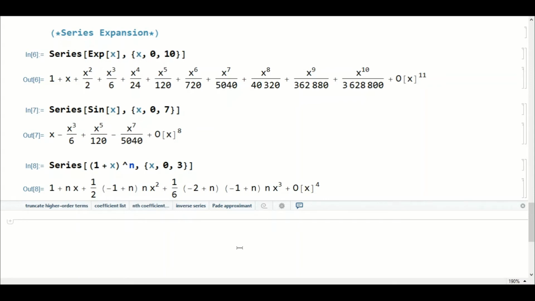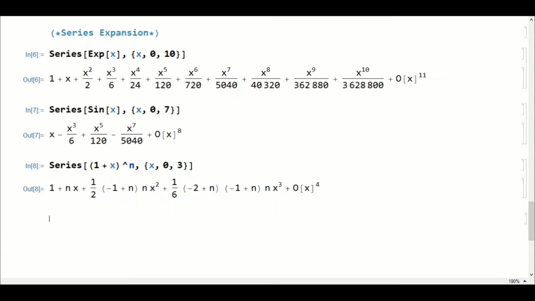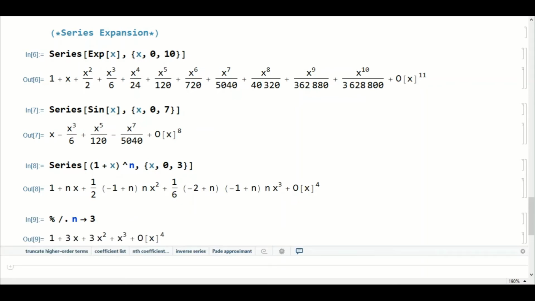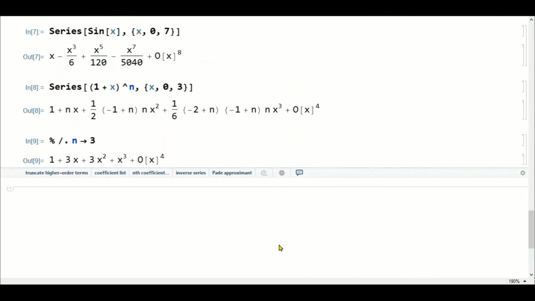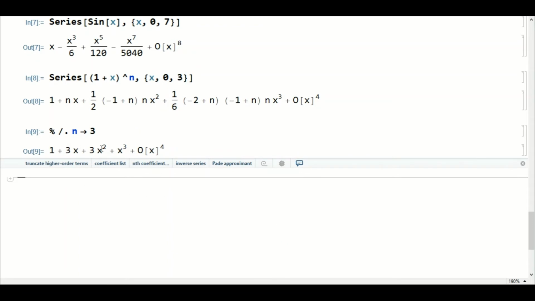Suppose that I want to replace the value of n, say 1 plus x to the power 3, then what I will do is write percentage, slash dot, and n goes to 3. So it is the 1 plus x cube expansion, and this is how it looks. So this is nothing but 1 plus x to the power 3. So you can do numerous series expansions.